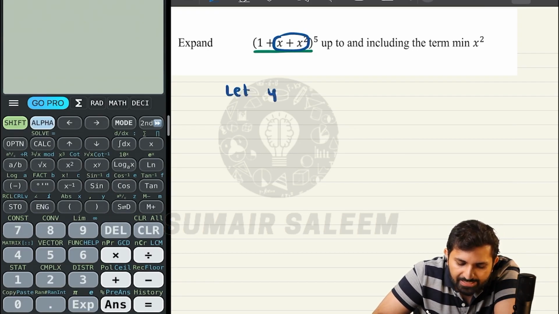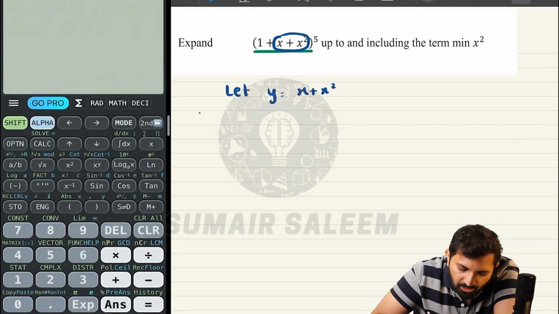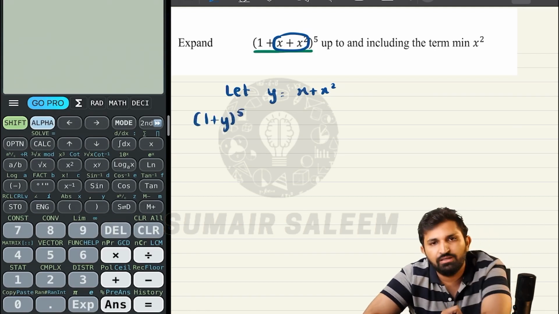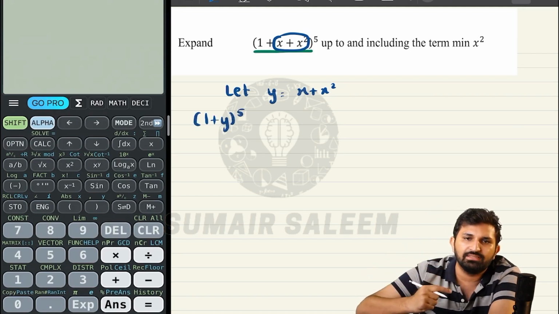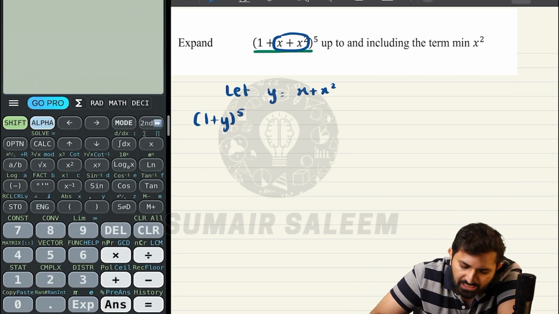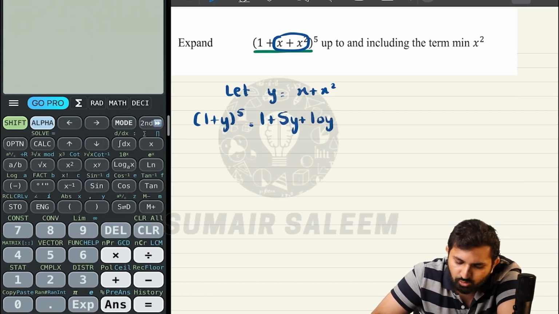Let y be equal to x plus x square. So instead of x plus x square you write 1 plus y power 5. Now you're going to expand this: 5C0, 5C1, 5C2, 5C3, 5C4, 5C5. I remember the answer, that's why I'm writing it directly. 1 plus 5y plus 10y square plus 10y cube plus 5y power 4 plus y power 5.